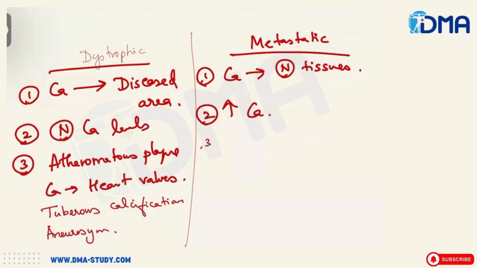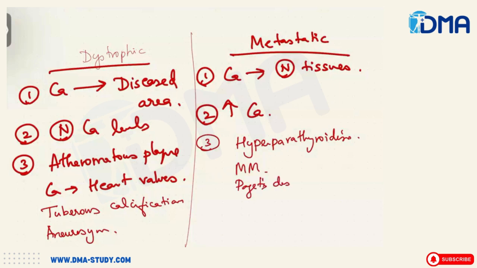In case of metastatic calcification, you have hyperparathyroidism, where there will be an increased calcium in the body. The parathormone will mobilize the calcium inside the bones into the circulation, causing hypercalcemia. Multiple myeloma, because of increased turnover of the cells. Paget's disease. Sarcoidosis. And vitamin D intoxication. Okay, these are the dystrophic and the metastatic calcification differences.